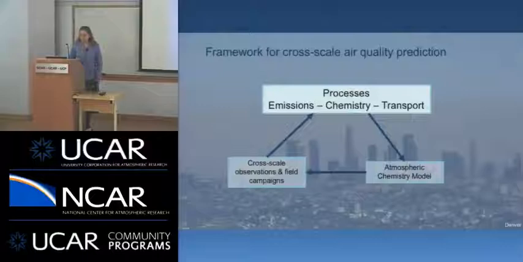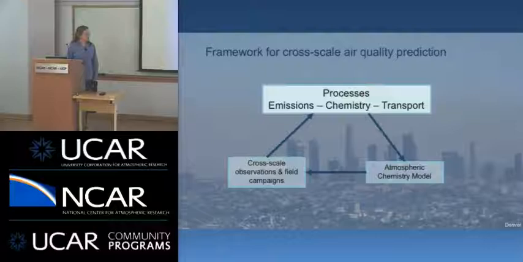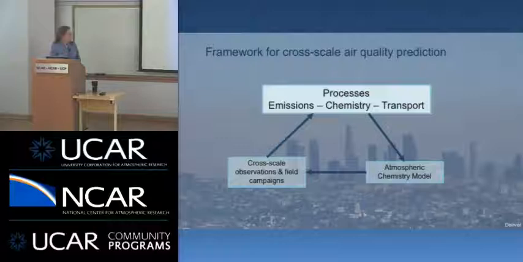So I'm going to start by talking about processes. I'm not going to go through all of the things that we really need to understand in terms of processes, but I'll focus a little bit on the chemistry. Transport, we need to understand long-range transport, boundary layer mixing, convection, in order to understand air quality composition, but I'm not going to spend a lot of time with that. And I'll also later get to a lot of the things we need to study in terms of emissions.